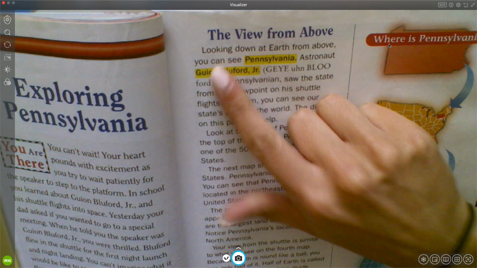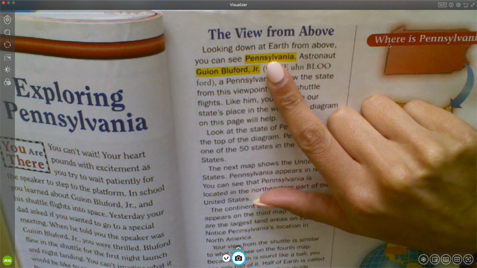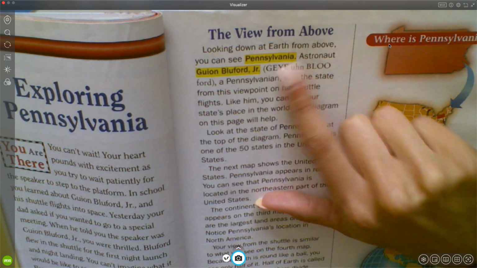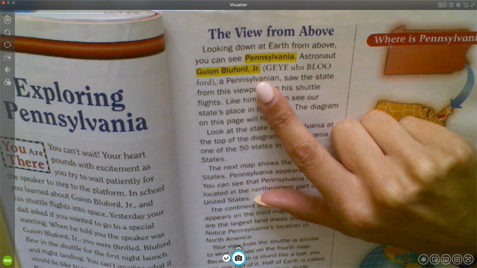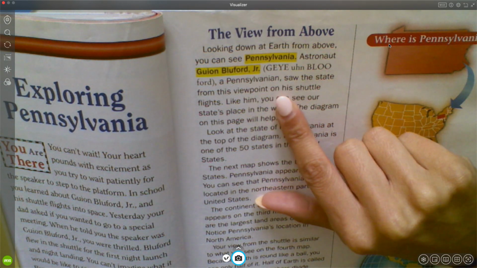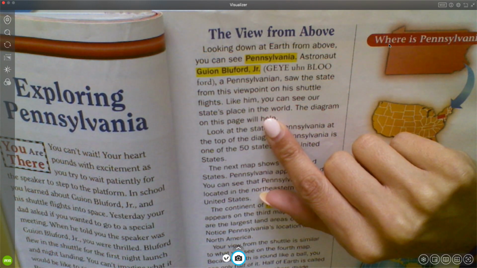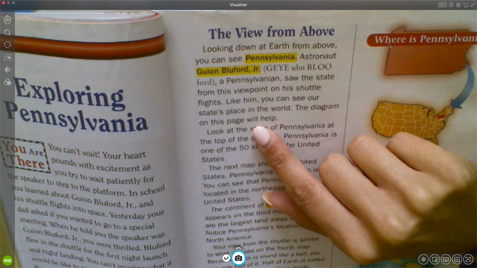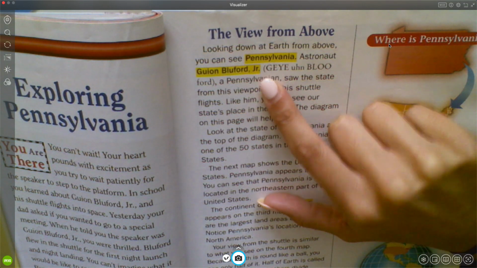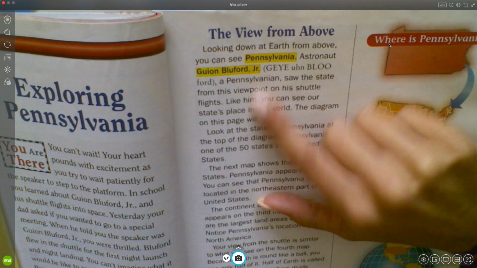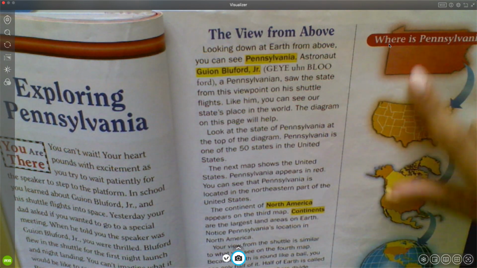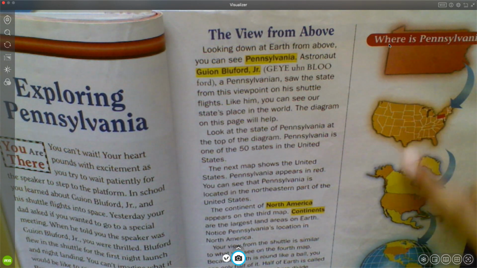All right. It says, looking down at Earth from above, you can see Pennsylvania. Astronaut Guion Bluford, a Pennsylvanian, saw the state from this viewpoint on his shuttle flights. Like him, you can see our state's place in the world. The diagram on this page will help. So again, I'm seeing that there's an astronaut who has seen Pennsylvania from outer space. And here's the diagram they're referring to.